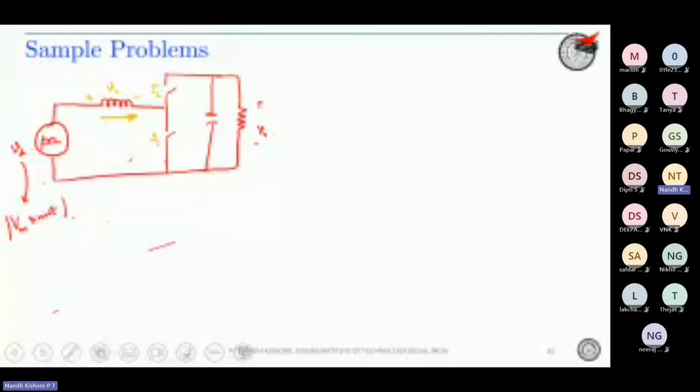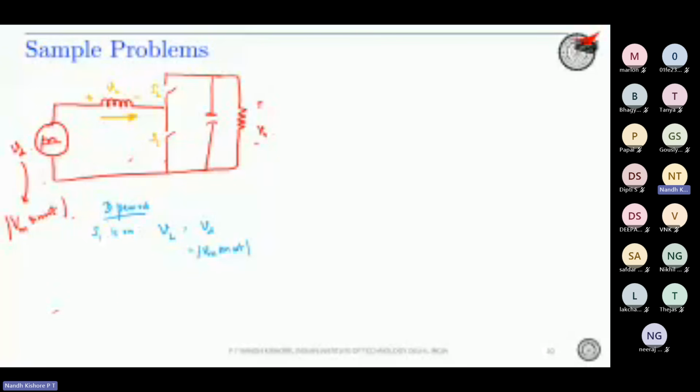So understand that this is a boost converter. During the D period, S1 is on, that is the bottom device is on. Because S1 is on, the inductor charges. Therefore your VL is simply VD, or mod Vm sin omega t. So this is during the D period.